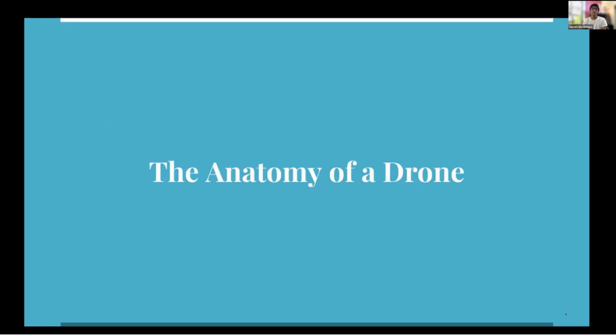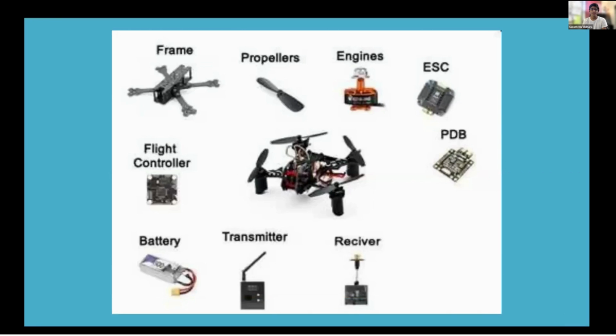So now I'm going to talk about the parts of a drone, the anatomy of it. Next slide, please. Okay, so in this picture, I'm going to go through each of the components one by one, just really quickly. So the frame is basically the giant support. That's where everything goes. The propellers help to lift the drone up. The engines, or motors, are what make the propellers turn. The ESC is called an electronic speed controller. That just controls how fast the motors move.